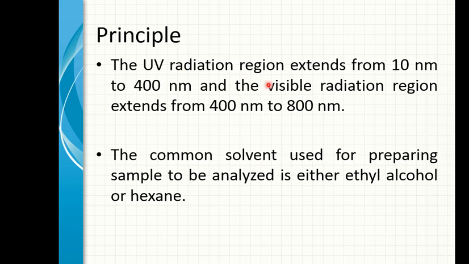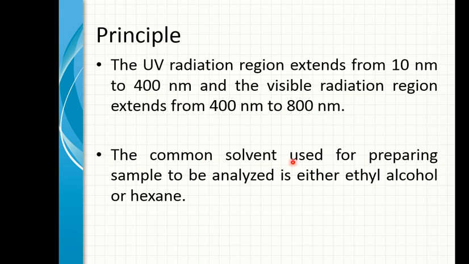Visible and UV radiation have different interactions with the sample, but can be in the same instrument, called UV-visible spectroscopy. This radiation may extend from 10 to 800 nanometers. You can use it in one instrument.